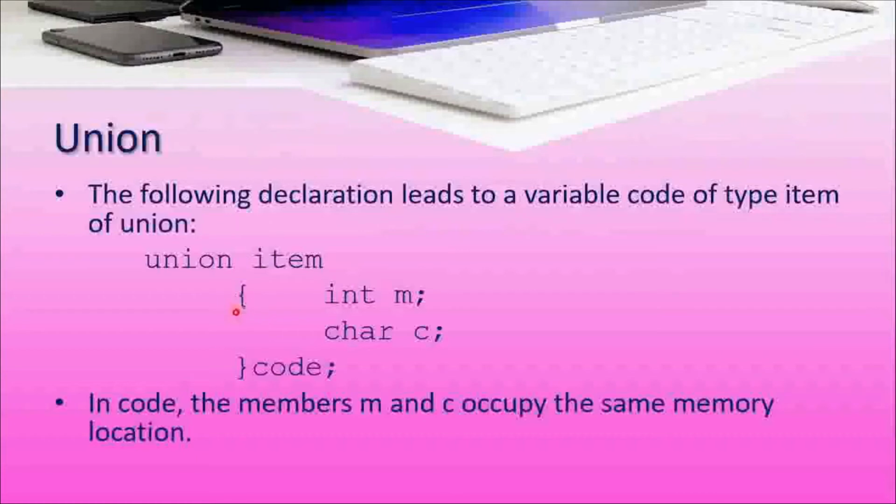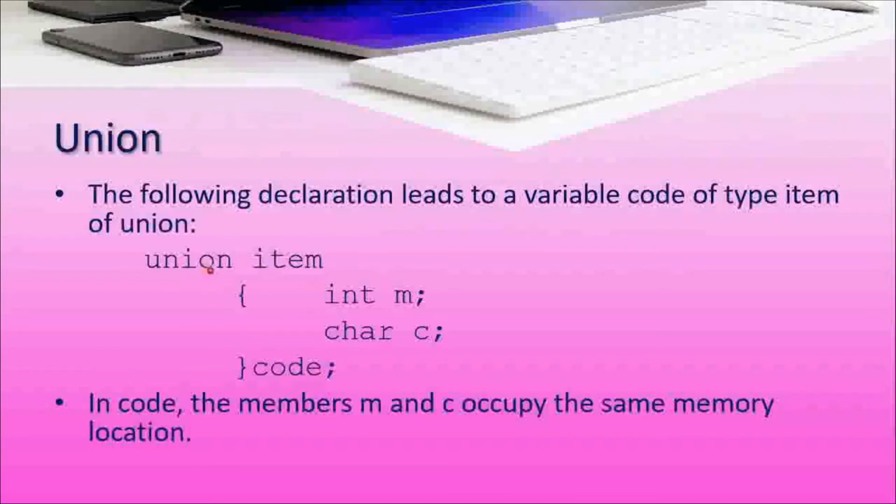Then the braces start with int m as well as char c. So there are only 2 data types in this particular union, limited in order to explain it in a better way, how the memory locations are allocated in a union. So in this union, there is one integer variable, that is m, and one character variable, that is c, and an instance of that particular item is created, that is code.